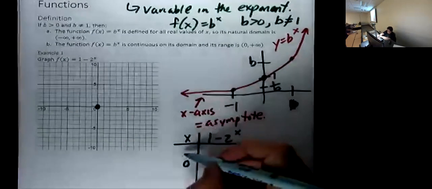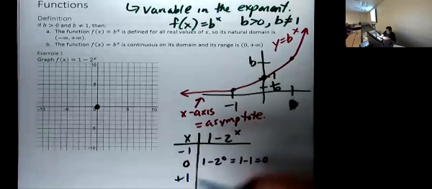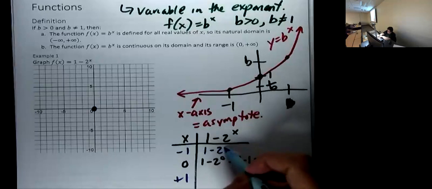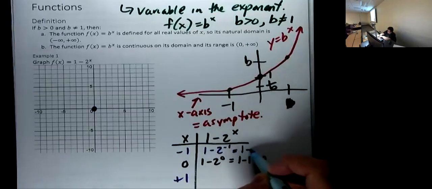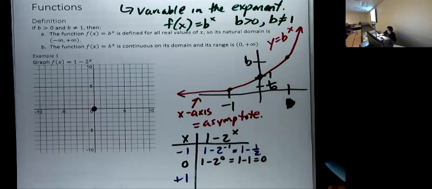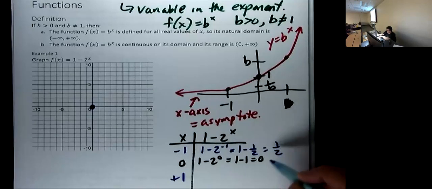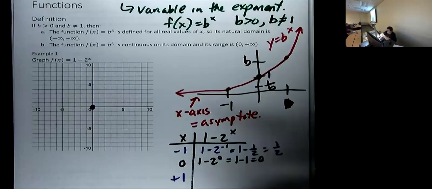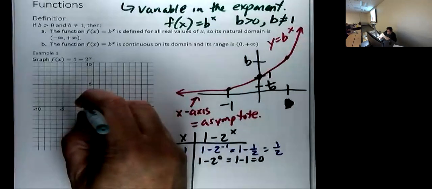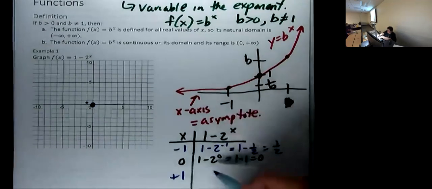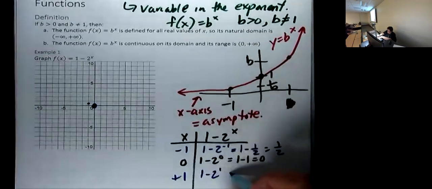We should check negative 1 and positive 1. If I put in negative 1, I've got 1 minus 2 to the negative 1, which is 1 minus 1/2. Remember the rules of exponents, which equals 1/2. And if I put in 1, I've got 1 minus 2 to the first, which is just negative 1.